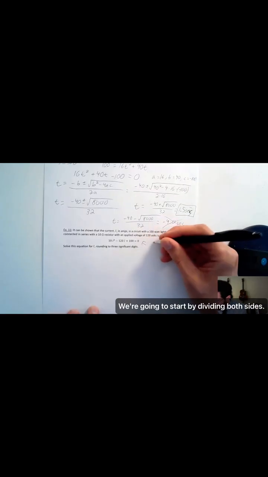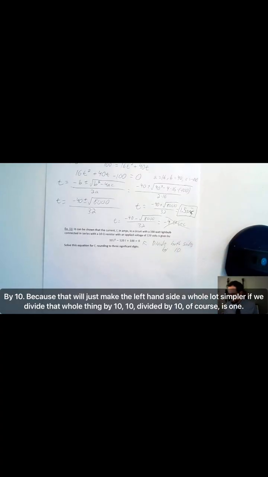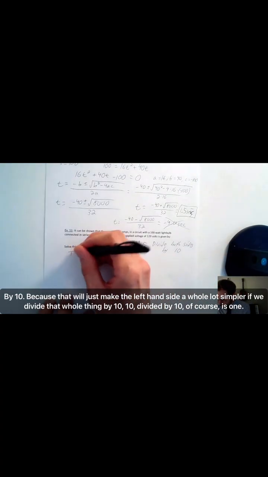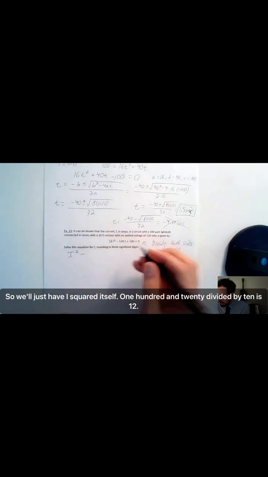So we're going to take a page from what we have done in a previous section and first do something to both sides of this equation. We're going to start by dividing both sides by 10, because that'll make the left-hand side a whole lot simpler. If we divide that whole thing by 10, 10 divided by 10 is 1, so we'll just have i squared itself. 120 divided by 10 is 12, so we'll have minus 12i. 100 divided by 10 is 10. And of course, 0 divided by any number is just 0. So this equation is equivalent to that one, which is a little bit easier to use.